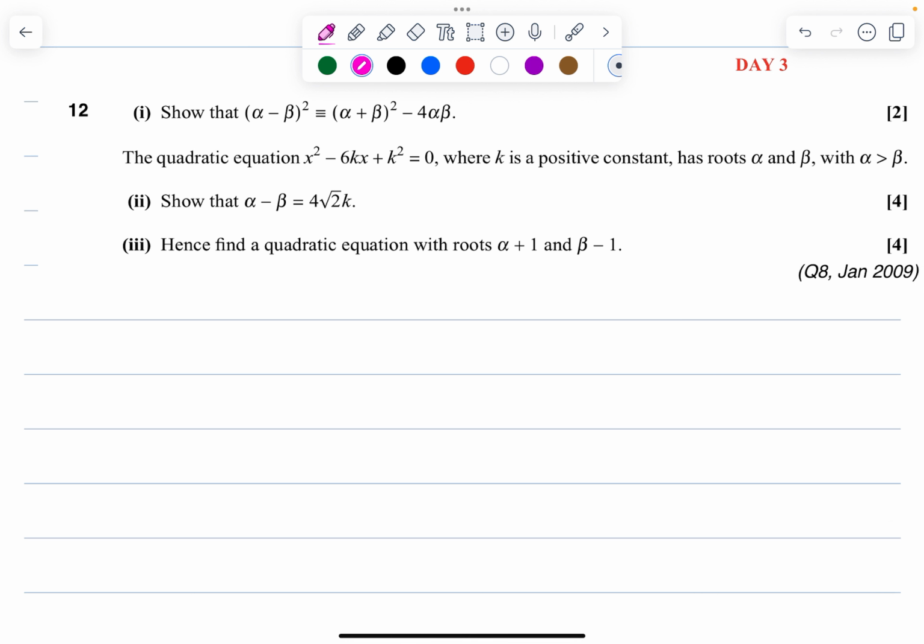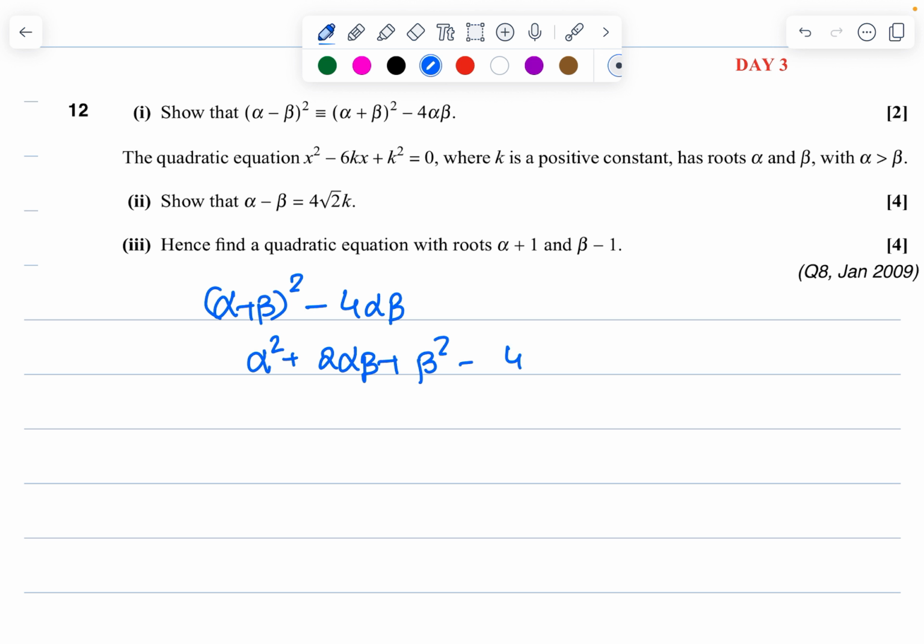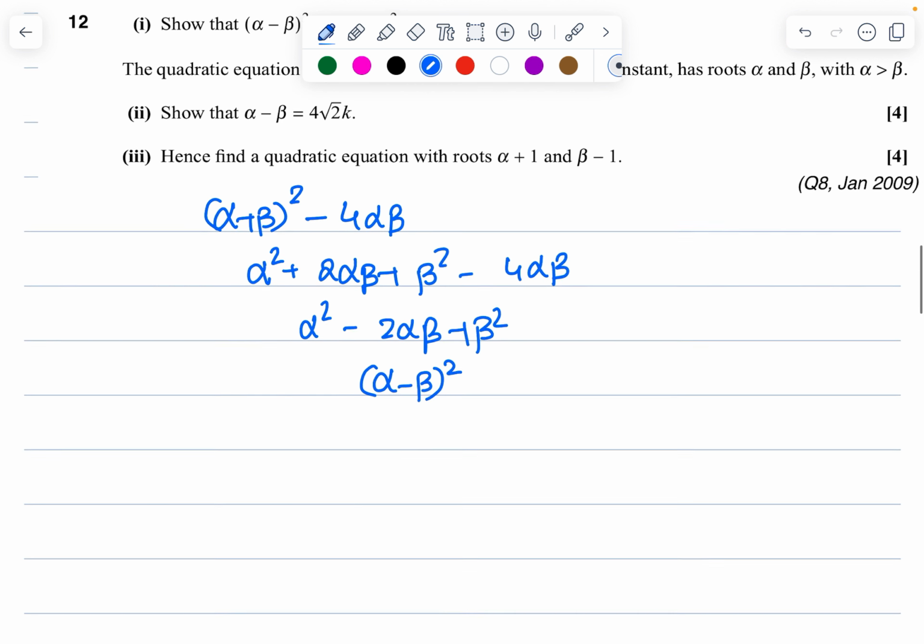Question number 12. Show that alpha minus beta whole square equals so on. So I take alpha plus beta whole square minus 4 alpha beta, which is alpha square plus 2 alpha beta plus beta square minus 4 alpha beta, which is alpha square minus 2 alpha beta plus beta square, which is alpha minus beta whole square.